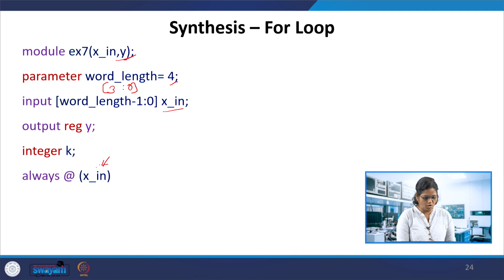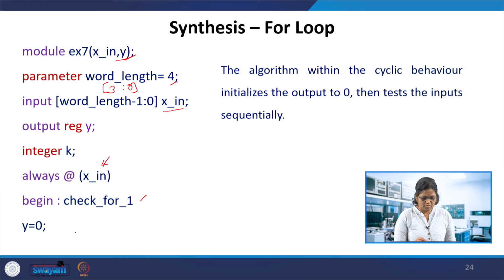So, these are all coming into the sensitivity list. Yes, begin check for 1, y equal to 0. So, where is there any change, assume y equal to 0, and this is the algorithm with this level sensitive behavior. The x in is either 1 or 0, that is what it means here, level sensitive, and the cyclic behavior in the sense it is going to be an always block. So, the output is assigned to 0.